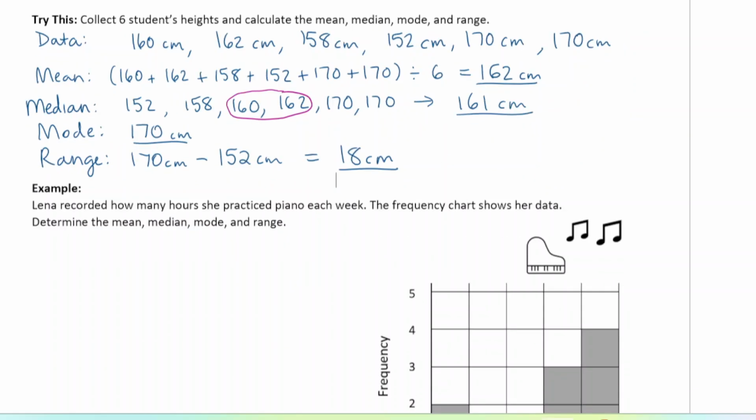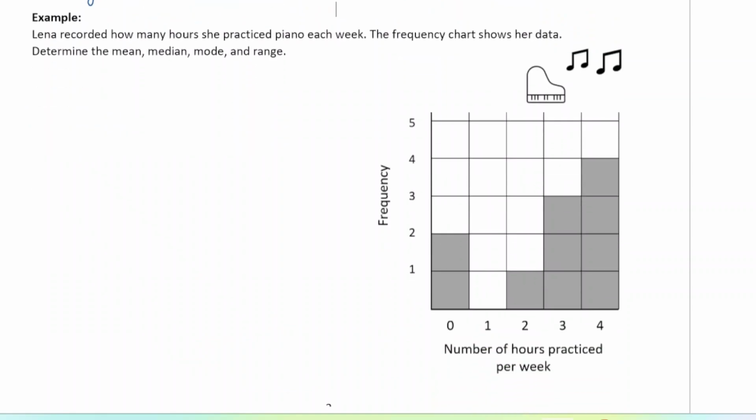Another way that you'll often observe data is in something called a frequency chart. When you have lots of data, instead of listing it out, sometimes we see it in a graph because it's more visual and it's easier for us to analyze the data more quickly. So here we have some data about Lena's practicing of the piano, and we can see she practices 4 hours a few times, and then there's a couple weeks where she practices 3 hours, 2 hours, and then there's a couple weeks where she doesn't practice at all.